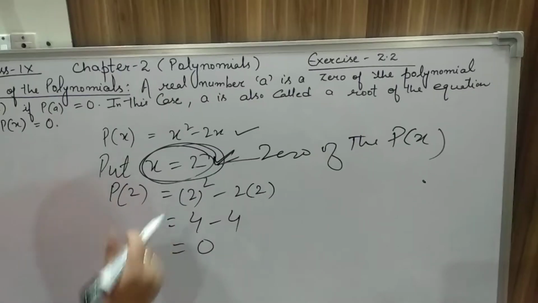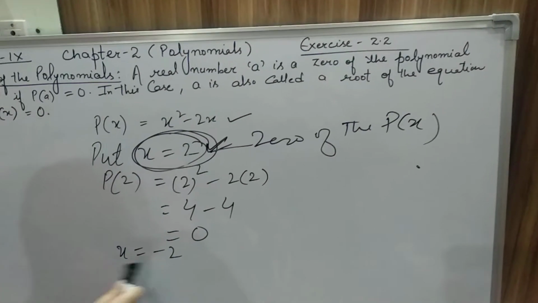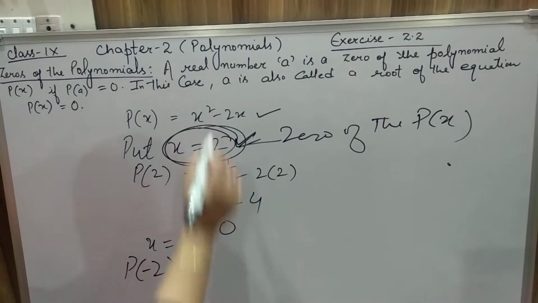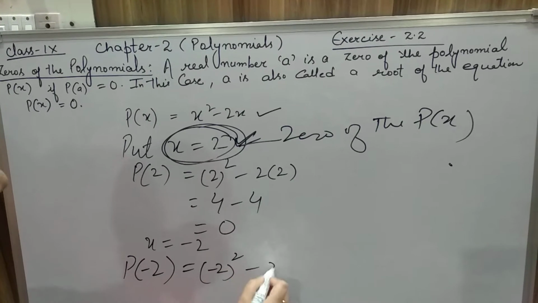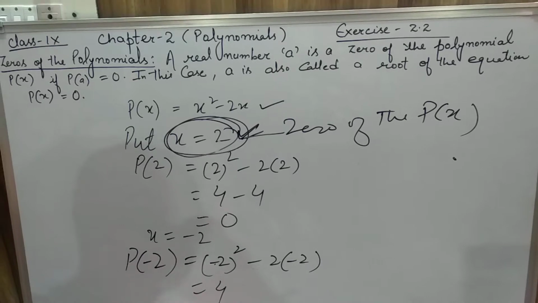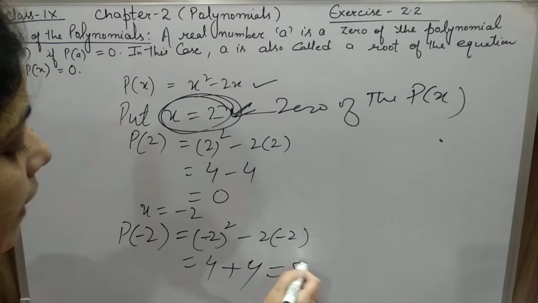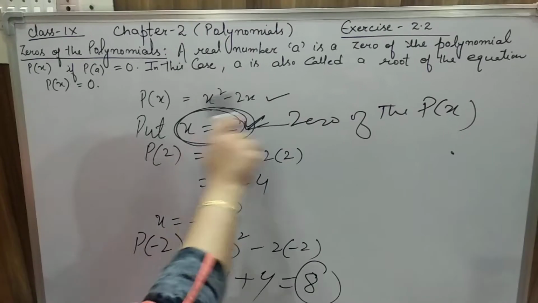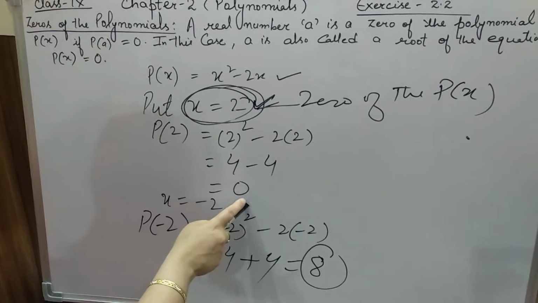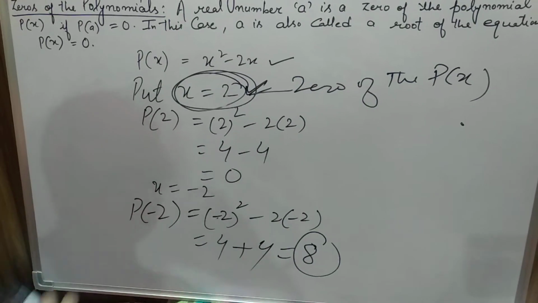Now, if I put x = minus 2, then p of minus 2 will be minus 2 square, minus 2 into minus 2. Minus 2 square is again 4, and minus minus plus 2 into 2 is 4, which equals 8. It means this minus 2 is not a zero of this polynomial. But by putting x = 2, we get 0. So this 2 is called the zero of the polynomial.